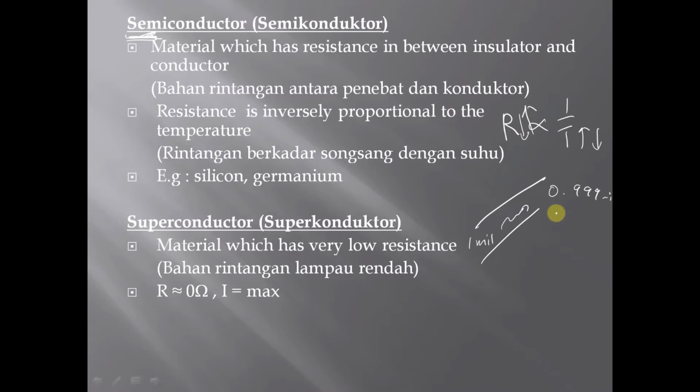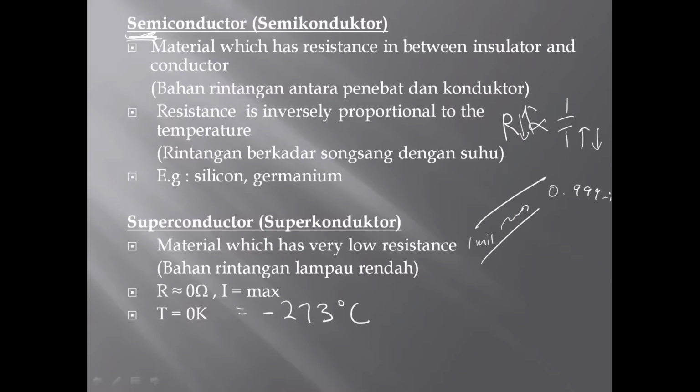And in order to achieve a superconductor, one criterion, satu perkara penting, itu suhu mesti mencapai 0 Kelvin. Or we know that 0 Kelvin basically is equivalent with negative 273 degree Celsius. Bermakna dia merupakan satu suhu lampau rendah, barulah kamu boleh mencapai satu tahap superconductor, iaitu rintangan yang lampau rendah. So, apakah bahan yang boleh mencapai suhu serendah itu?